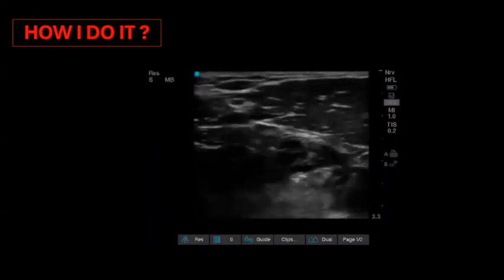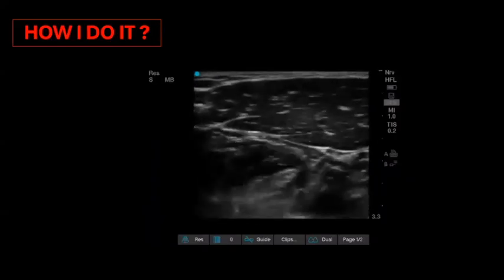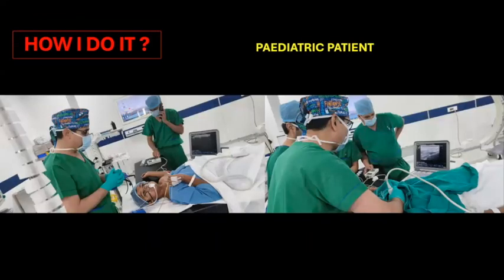See, this is a picture after complete instillation of the local anesthetic. Now, the costoclavicular block in a pediatric patient with the dual technique. This is an 8-year-old boy with a fractured elbow taken for costoclavicular brachial plexus block with dual guidance.